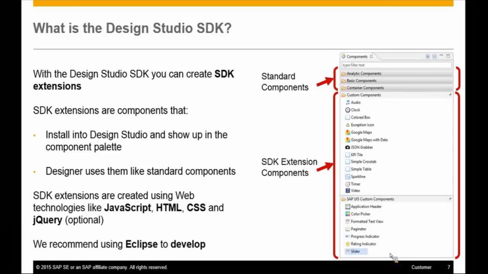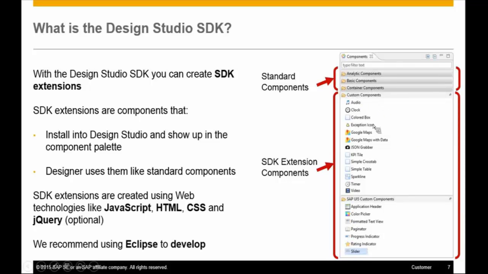So what is the Design Studio SDK? It's something that lets you create SDK extensions. Extensions are components that show up inside Design Studio once you've installed them, and they'll appear in the component palette. You can see this on the right hand side. At the top, we've grouped the standard components, so they're bucketed together. You've got your analytics, your basic, and your container components. And then any SDK extensions that you install, depending on what group you've called, will go down below.